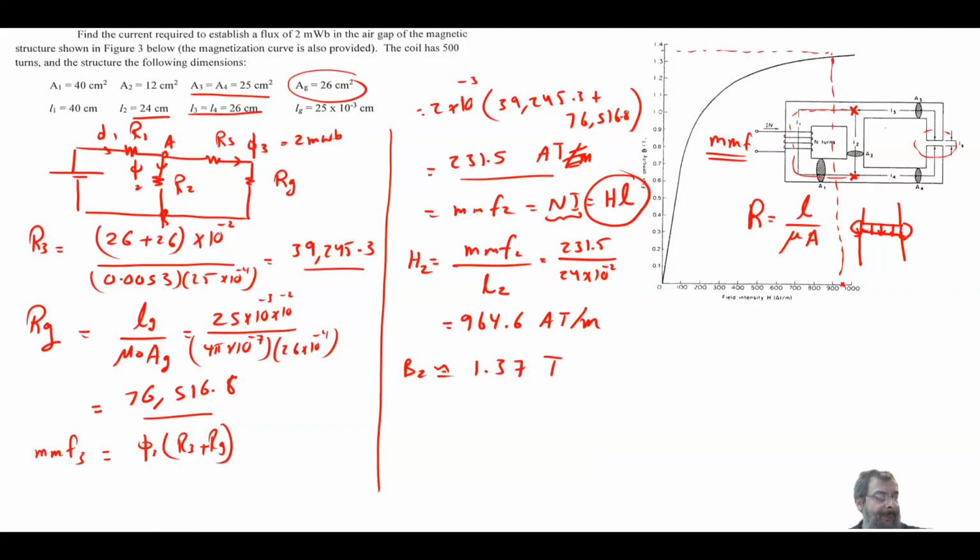So now once you know B, I can find phi 2, because it is B2 times A2, which is equal to 1.37 times A2, which is given to you here as 12 centimeters square. So 12 times 10 to the minus 4, and this will give me 1.644 milliweber. Now that was wrong in the previous question.